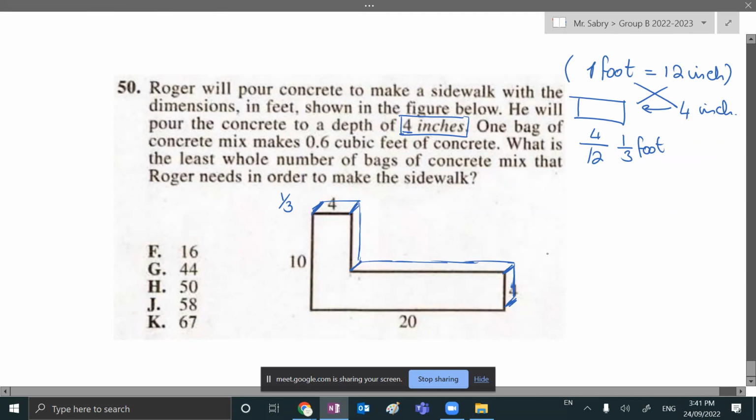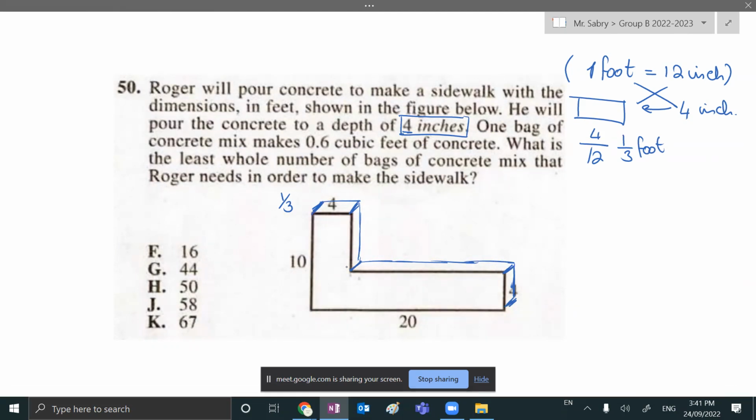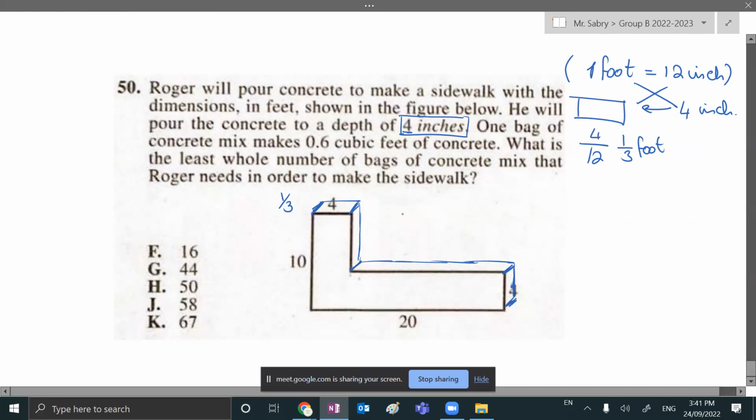The volume of the whole shape is... I made a mistake with the inches and feet. I didn't check the feet and inches. I just wrote 4. That was the mistake. Okay, that's fine. So we can figure this out already now.